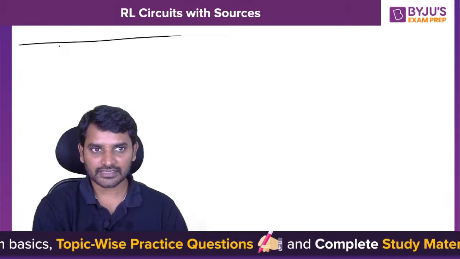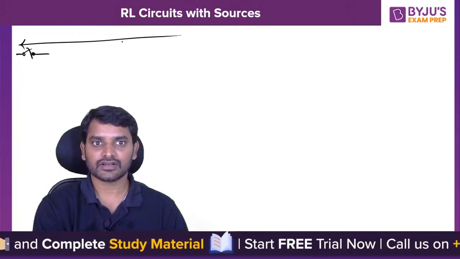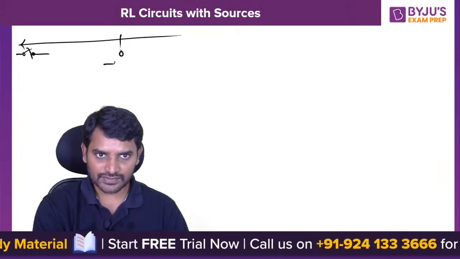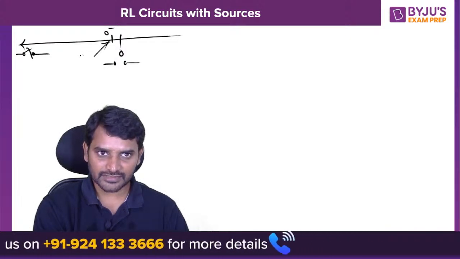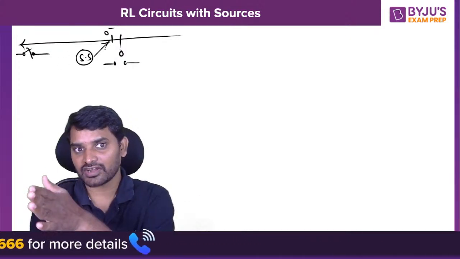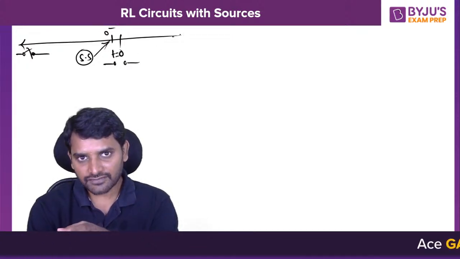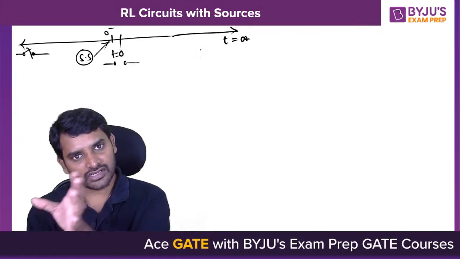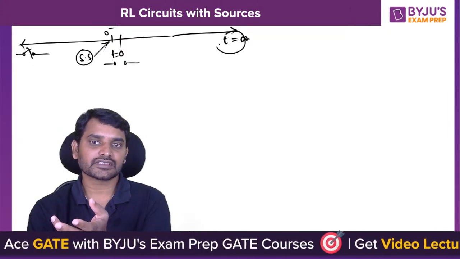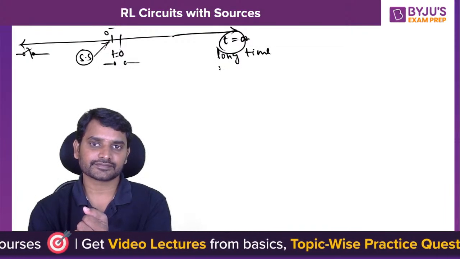So here at this point the switch is closed. Now at this point the switch is opened. So t equals 0 minus instant is a long time, the switch is closed for a long time, and now the switch is opening at t equals 0. After a long time, t equals infinity. So t equals infinity means a long time after opening the switch.